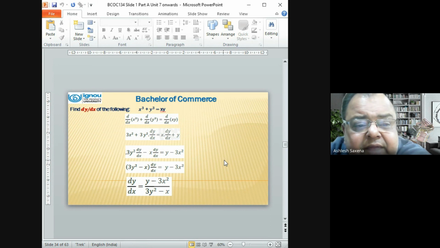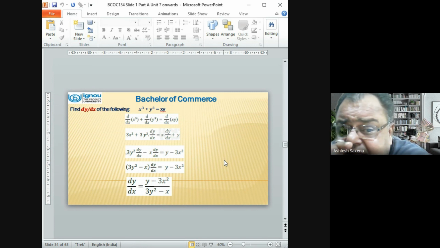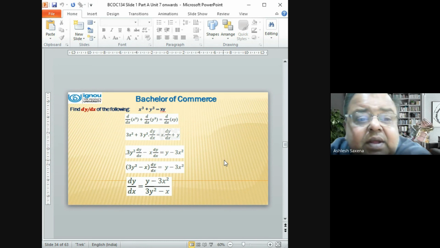Now you can see the first step. Derivative of x cube plus d by dx of y cube is equal to d by dx of xy. Now you can see that there are two functions, x and y, in multiplication form. We have to apply the product rule. Straight away, what will we be doing? We will be differentiating x cube. It will be 3x squared.